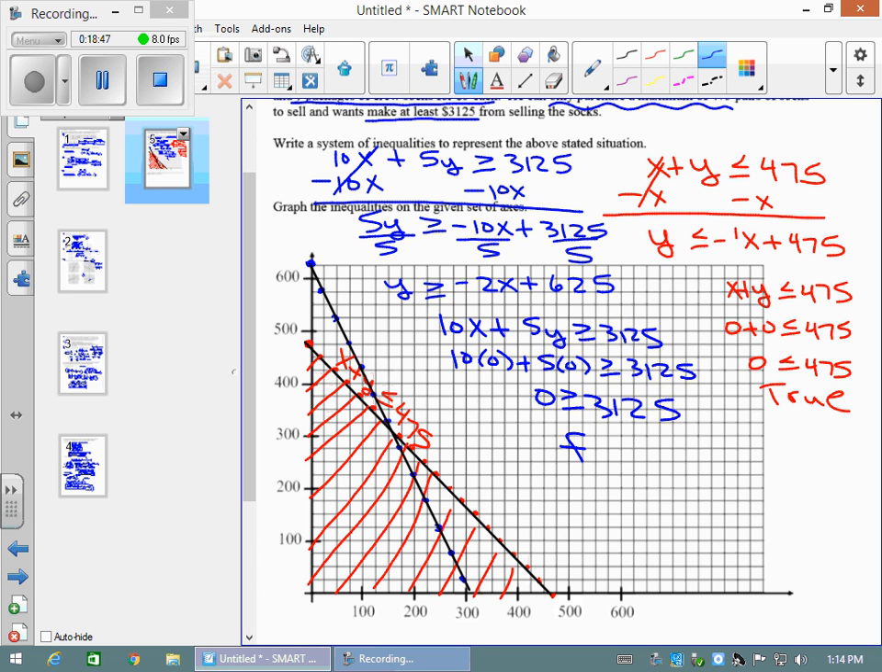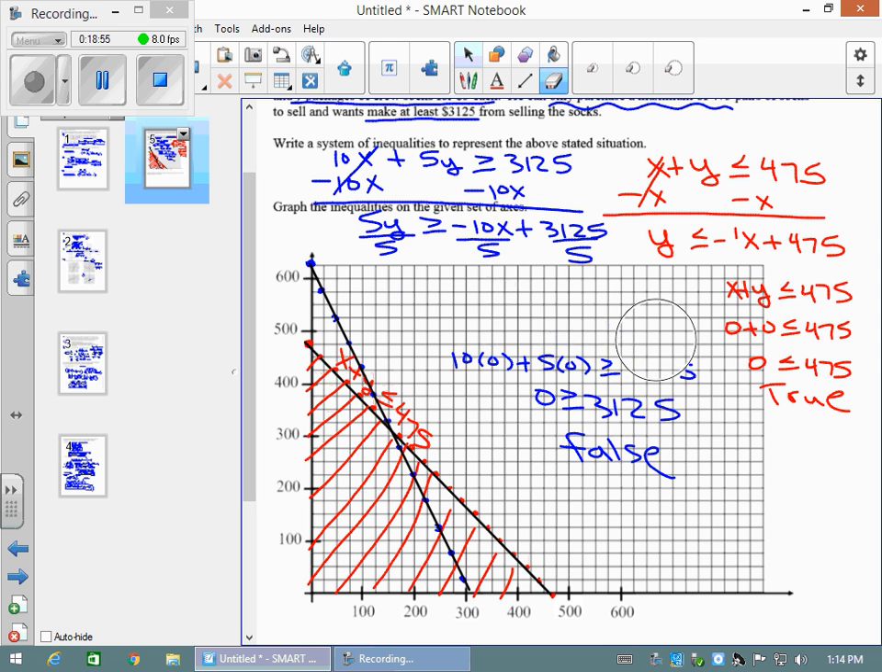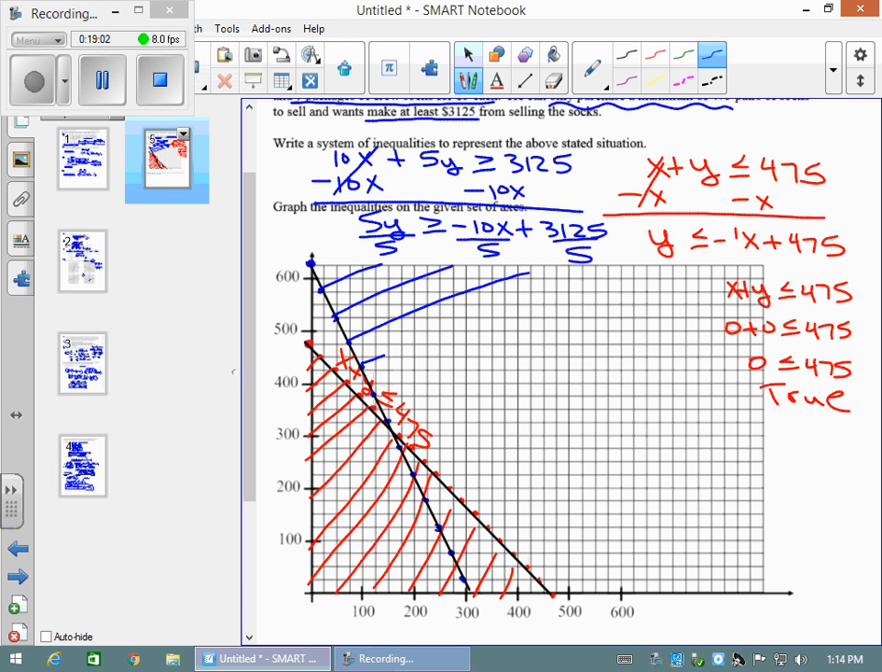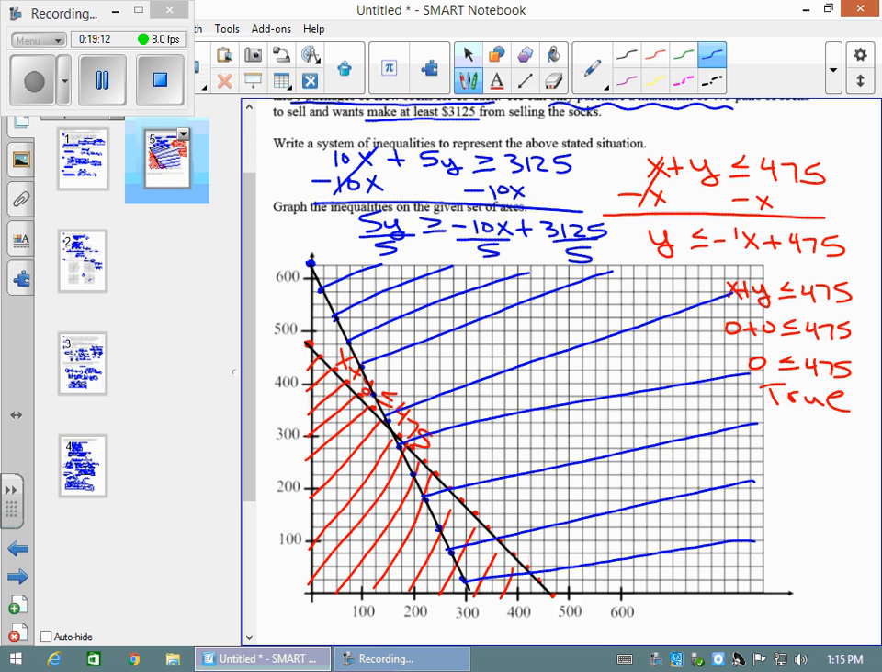Go in the opposite direction. So now face this so that there's space on the graph to shade. Shading. Make sure the label is above as well. This is 10x plus 5y is greater than or equal to 3,125. I want to answer the question at the back.